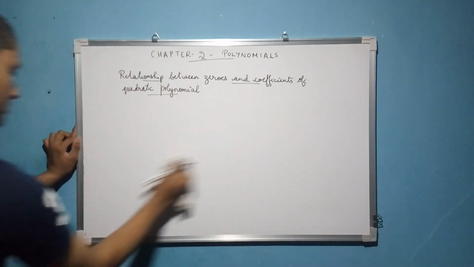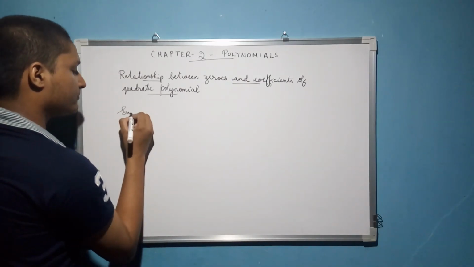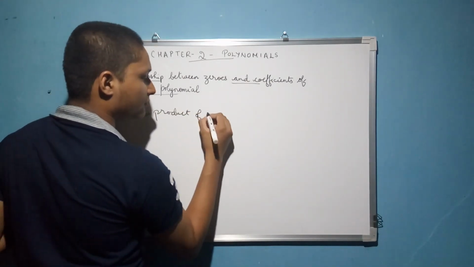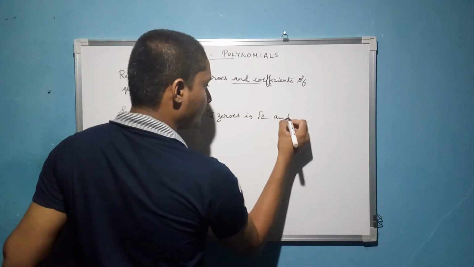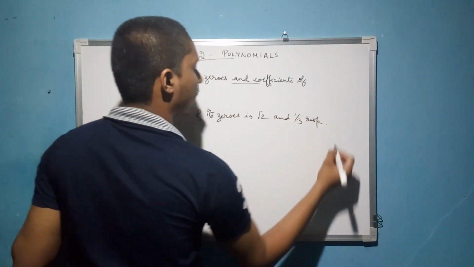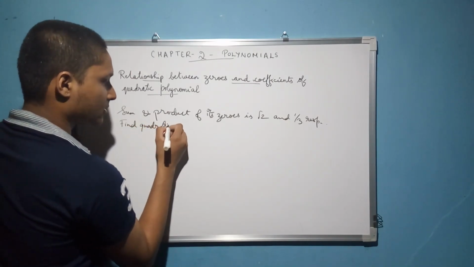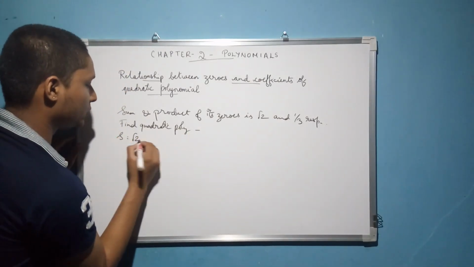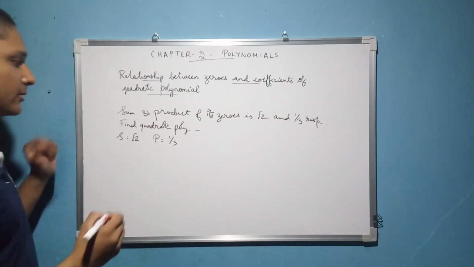I'm just going to do one after that. It is given that the sum and product of its zeros are root 2 and 1 by 3 respectively. Find the quadratic polynomial. You are given the sum, that is root 2, and the product to be 1 by 3. You are asked to find the quadratic polynomial.